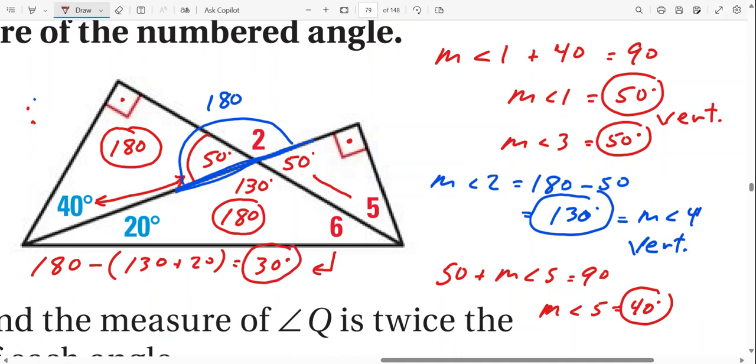Any questions on that section? That's all 6 angles. Did everyone get those correct? Please make sure you're getting them correct. Don't just rush to hand in any old work. Make sure you're getting them correct.